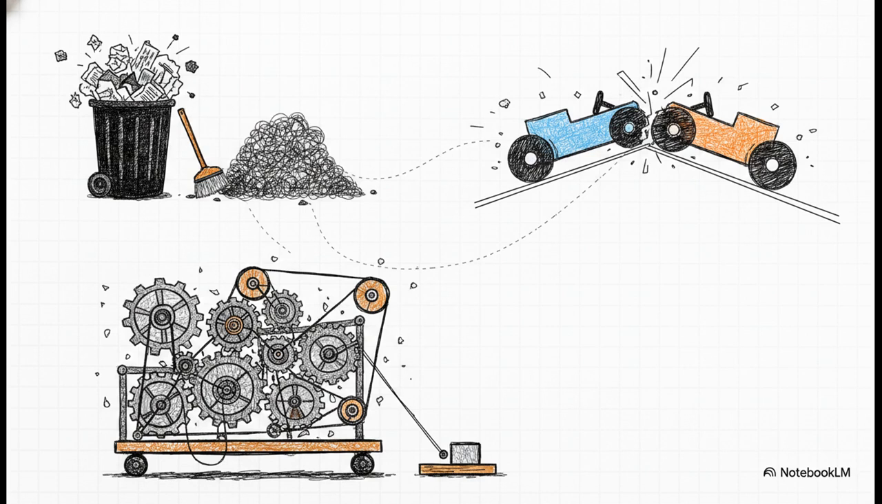Also, and this is huge, never, ever use an effect just to calculate derived state. If you have a quantity and a price, you absolutely do not need an effect just to calculate the total price. Just do the math directly in the component body.